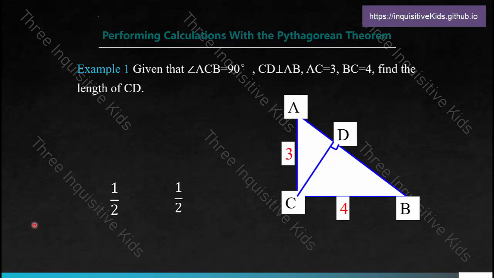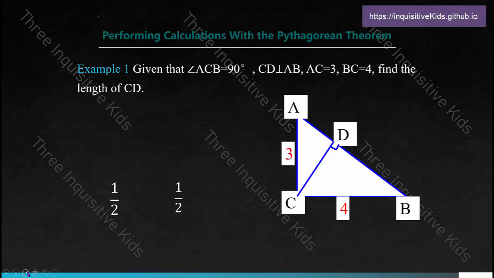Yep. So now, using what we just learned, let's do some calculation. Given that angle ACB equals 90 degrees, CD is perpendicular to AB, AC equals 3, BC equals 4, find the length of CD.